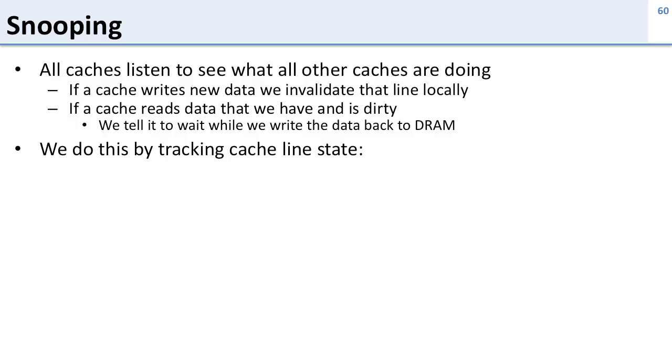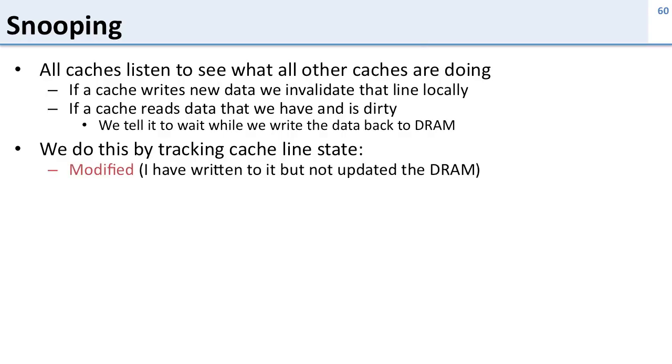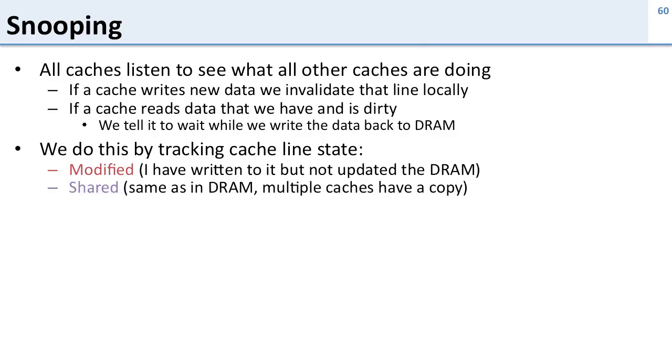The way this is implemented is by tracking the cache line state. So just like we have valid and dirty bits, we're going to add extra bits for tracking it. So we add a modified bit. A modified bit means I have the data in my cache, but I haven't written it back to DRAM. This is basically the dirty bit, but it's a dirty bit if you have multiple caches.